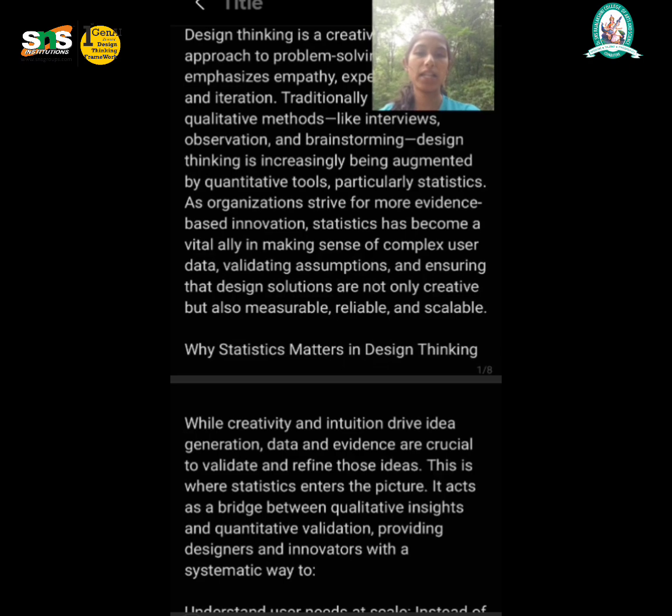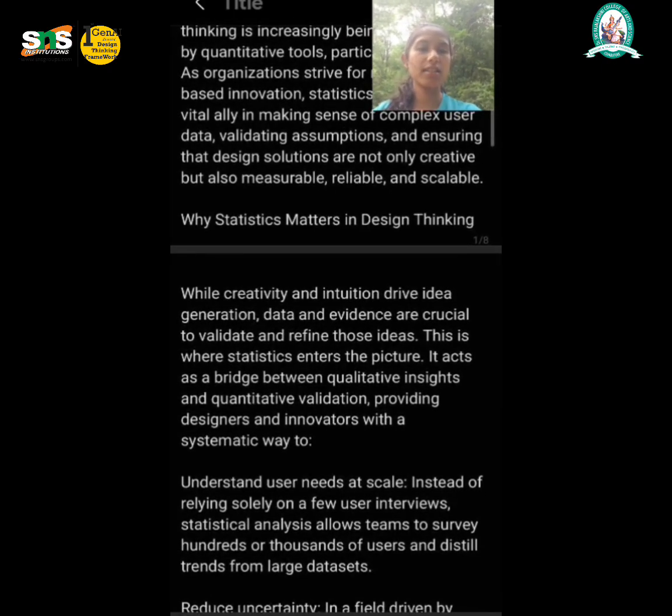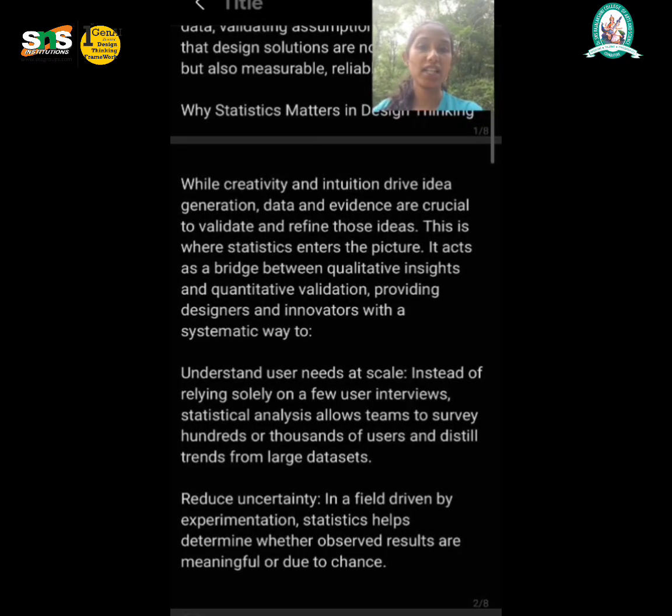Statistics has become vital in making sense of complex user data, validating assumptions and ensuring that design solutions are not only creative but also measurable, reliable and scalable. So, why does statistics matter in design thinking? While creativity and intuition drive idea generation, data and evidence are crucial to validate and refine those ideas. This is where statistics enters the picture.